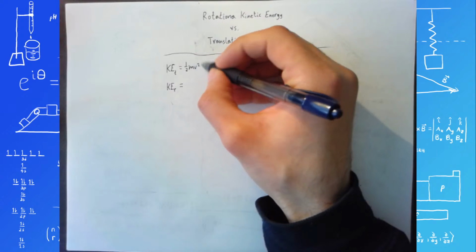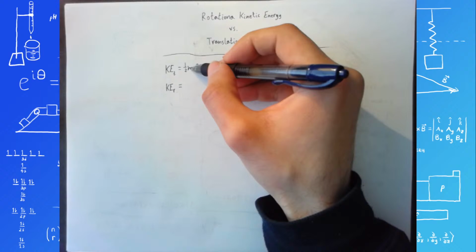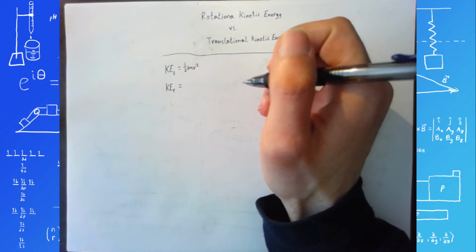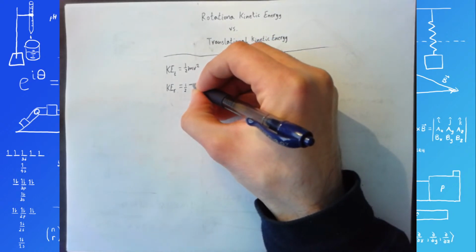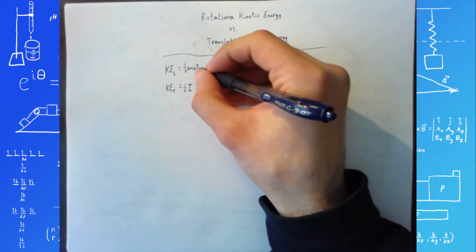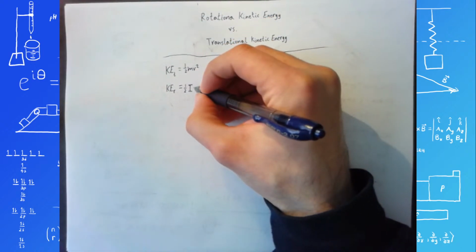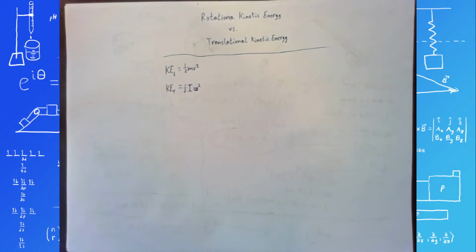Just take the translational version and substitute the variables with their rotational counterparts. Well, the rotational version of mass, that's the topic of last time, is moment of inertia. And the rotational version of velocity is angular velocity. It's as simple as that. Kinetic energy rotational is 1/2 I omega squared: 1/2 moment of inertia times angular speed squared.